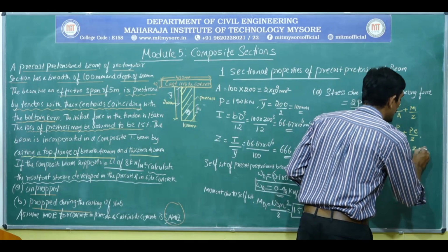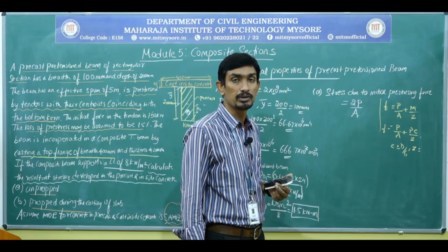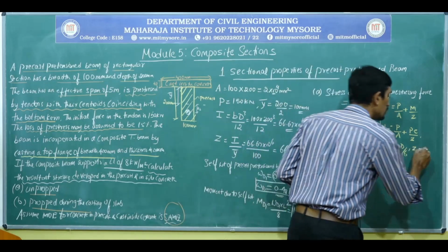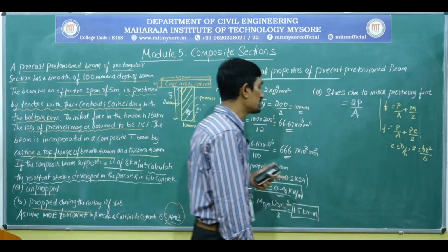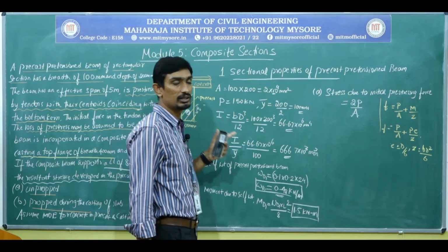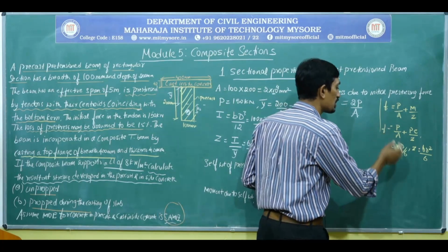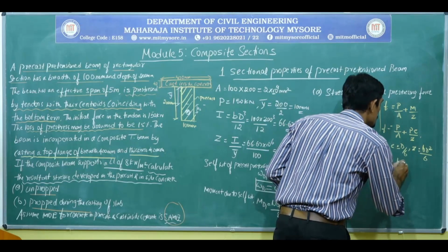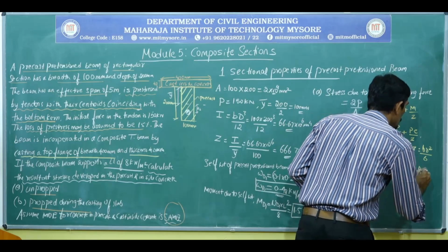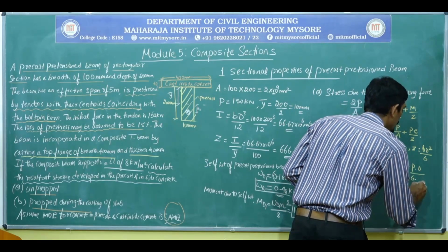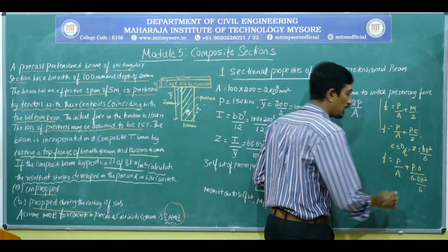And then what is Z? For a rectangular section, from the basics you know that Z is equal to bd square by 6. So instead of using I by y bar for a rectangular section, we can also use this formula, bd square by 6. So now let me substitute those things. F is equal to P by A plus P into D divided by 6 into bd square divided by 6. Am I right?